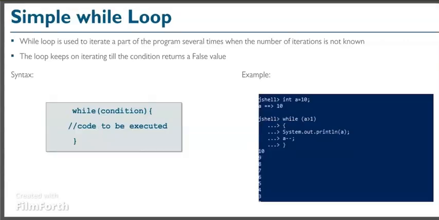Now we will go to the simple while loop. The while loop is used to iterate a part of a program several times when the number of iterations is not known. The loop keeps on iterating until the condition returns false. This is the syntax for the simple while loop: we give the condition here, and the code to be executed follows. This is an example of the simple while loop.